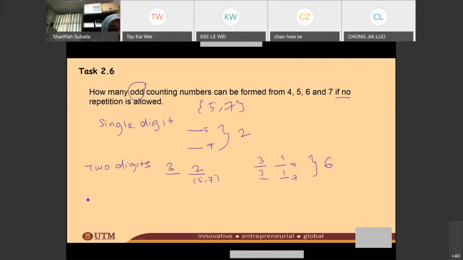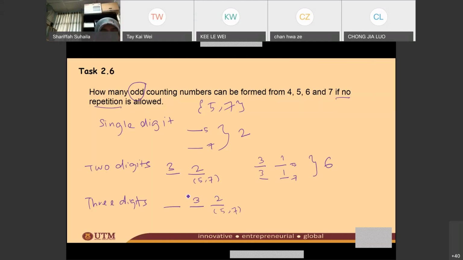Okay. The next one, 3 digit. Okay, 3 digits. So you have 3 space. 3 digits. Again, the last one should be either 5 or 7. Ya, kalau kita buat sekali ni, 5 or 7. So you have 2 possible ways. Okay, yang depan dia mungkin ada lagi 3 cara.